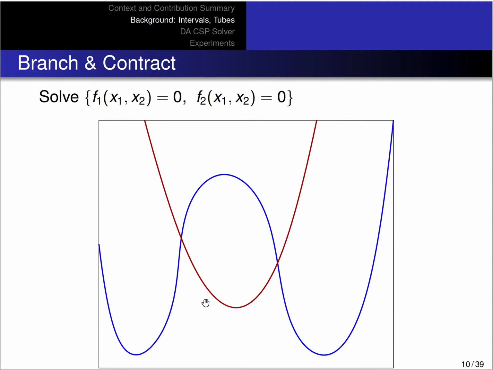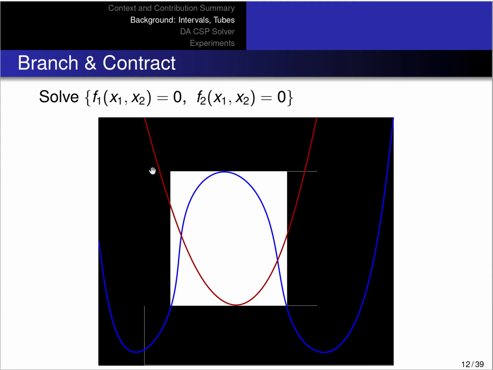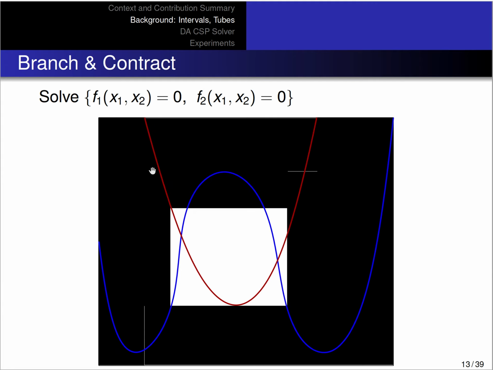Let's illustrate the branch and contract principle on a system of two equations, one in red and one in blue, where the domain of x1 appears in abscissa and the domain of x2 appears in ordinates. By applying a contraction algorithm like HC4 revise on the red equation, we can contract the initial domain to the white box. Then the same algorithm contracts the box again using the blue equation and again with the red equation.